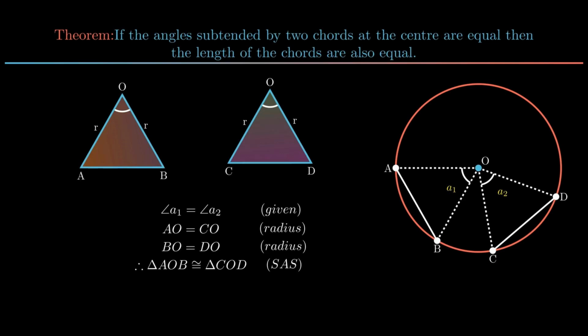By corresponding parts of congruent triangles, we conclude side AB is equal to side CD. Hence, the theorem is proved.